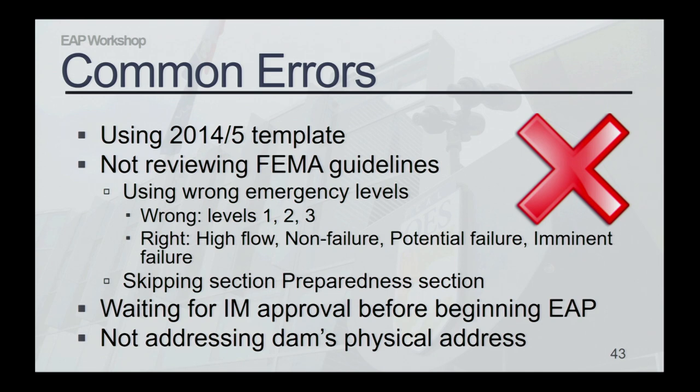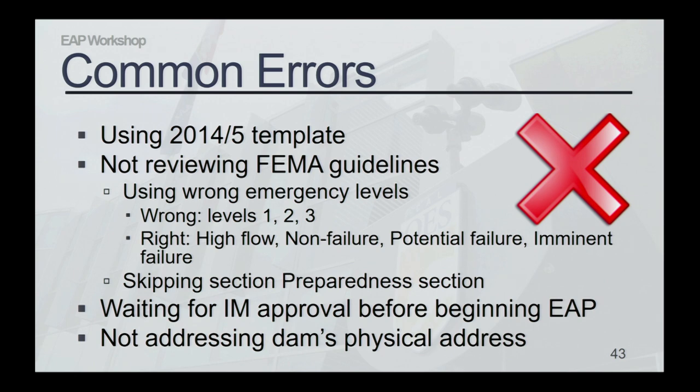Two of the major things that we see incorrect in an EAP are using the old template and not reviewing the FEMA guidelines, and using the wrong emergency levels. FEMA guidelines specify 4 levels. Another error is skipping the preparedness section in the FEMA guidelines. Again, you probably heard this a few times, don't wait till your inundation map is approved to begin your EAP process. You can start today. And please do let us know what your dam's physical address is, if it has one. And if it doesn't, please specify that. So the point of the EAP is to send emergency responders to the right spot, and we want to be sure we have a good location for your dam.